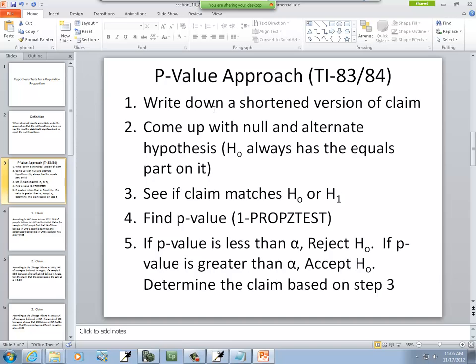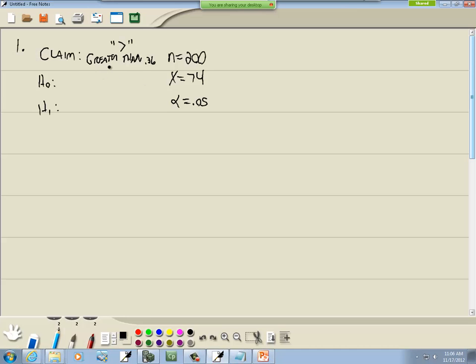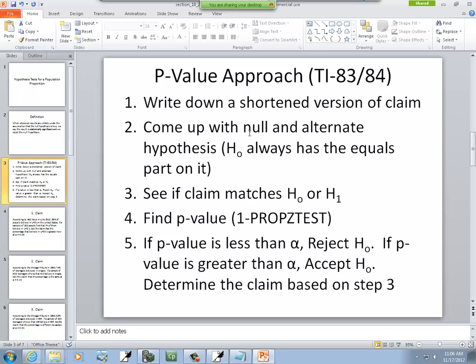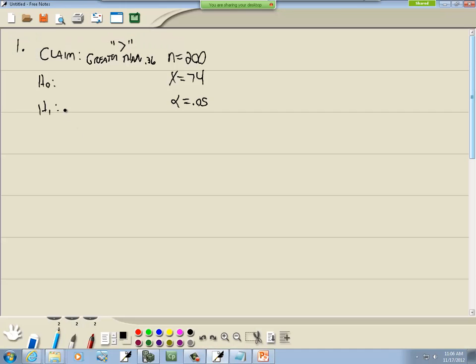Step 1, write down a shortened version of the claim. Well, we did that when we wrote down the problem. Step 2, come up with a null and alternate hypothesis. H0 always has the equals part on it. This is our null and this is our alternate hypothesis. Since we're talking about proportion, percentage, we're going to put p. The greater than goes here, and then this will be less than or equal to.